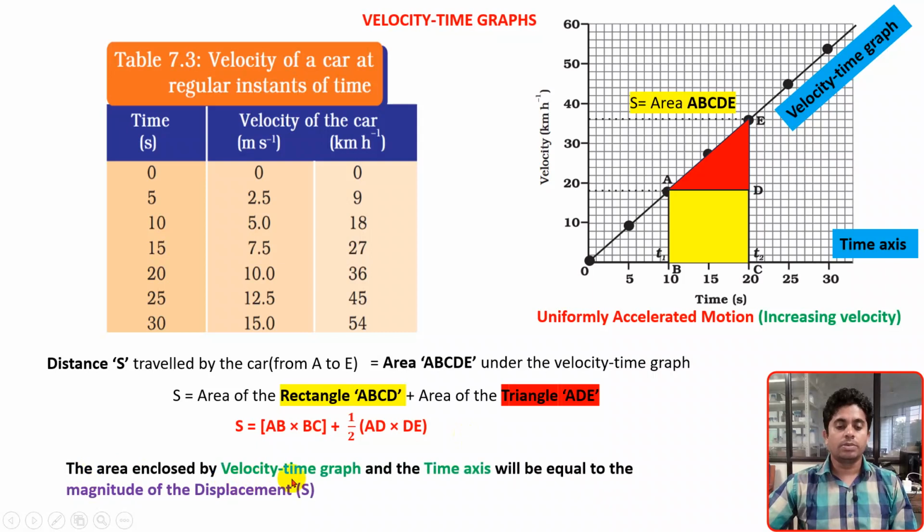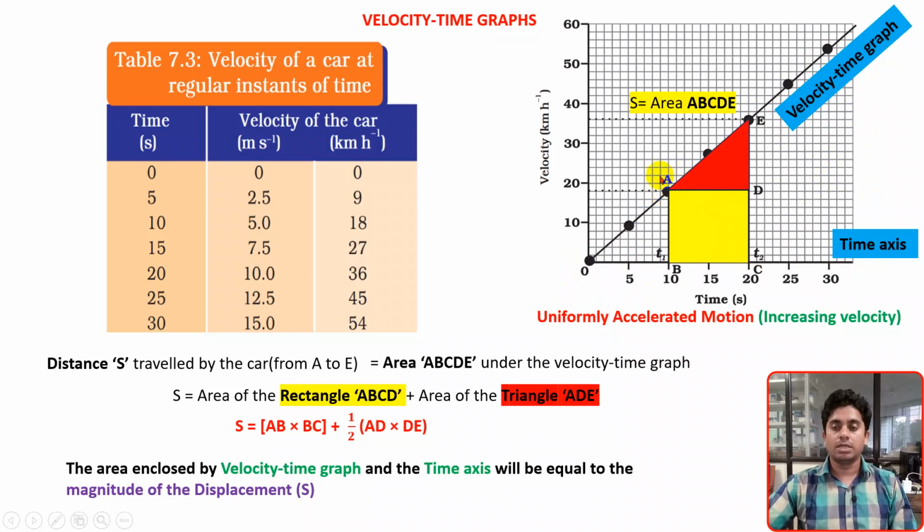The area enclosed by the velocity time graph and the time axis will be equal to the magnitude of the displacement. Obvious. So, to calculate the magnitude of displacement, we have to consider the area enclosed by the velocity time graph and the time axis. The time axis and the velocity time graph. In between, that area will give us the magnitude of the displacement.